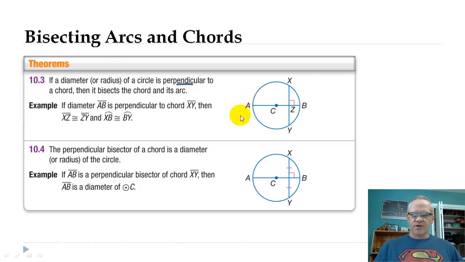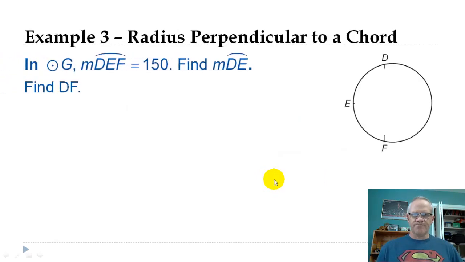And the reverse of that is true. If this chord is split in half or this arc is split in half, then this must be a diameter or a radius. So keep that in mind. It's going to split those in half. Let's look at a few examples.